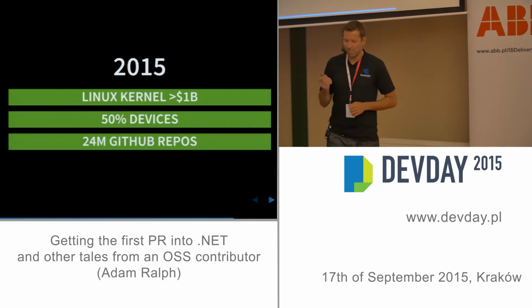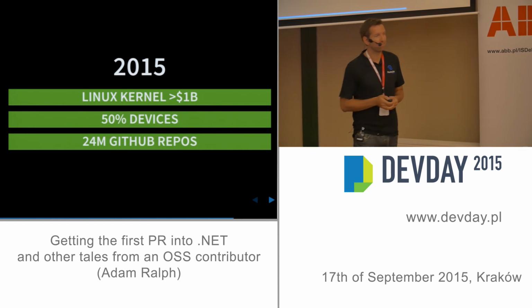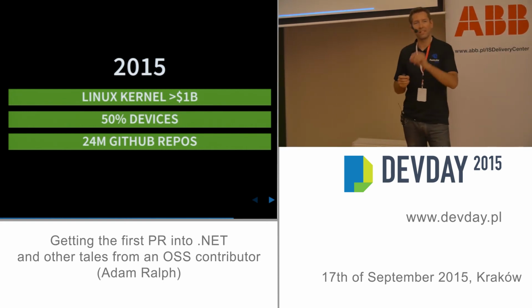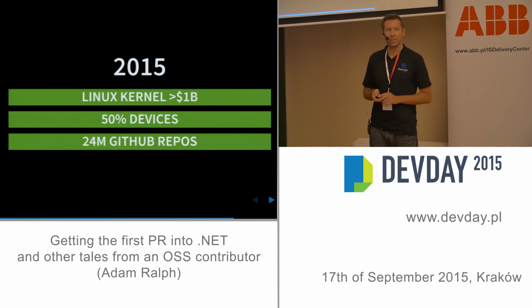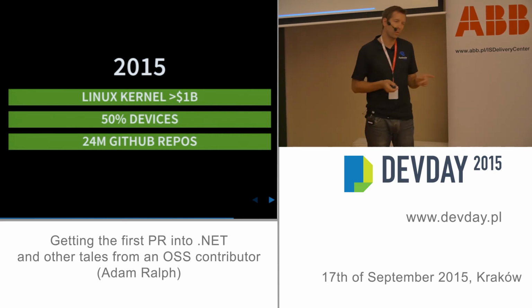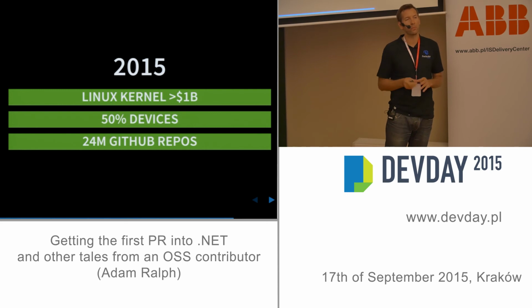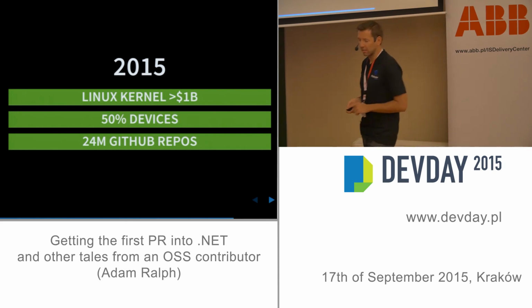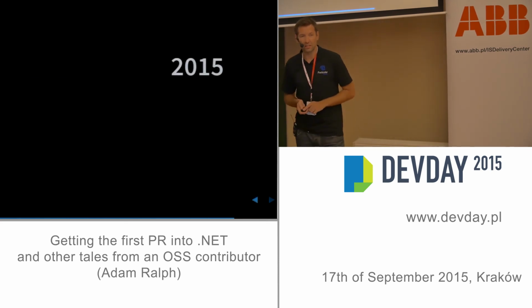There are 24 million GitHub repos. Again, just take a moment to think about the number. It's difficult to picture a million of something. There are 24 million on GitHub, and GitHub is not the entirety of open source. It's just one slice. There's a lot of stuff happening outside that. So open source is a very, very big thing in 2015.